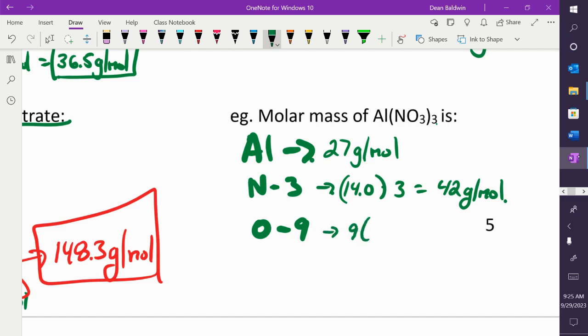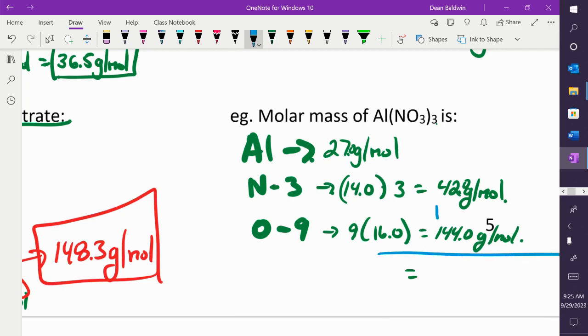And oxygen has a mass of 16, and we have 9 of them. These are all to 2 sig or 3 sig figs. What's 9 times 16? 10 times 9 is 90, minus 6 is 144. 144.0 grams per mole. Okay, so how do I get the molar mass? Add them all up. 27 plus 42 plus 144 should give us 213.0 grams per mole.